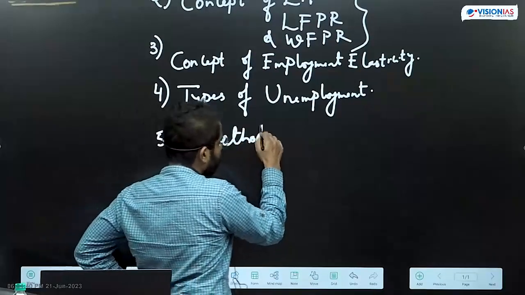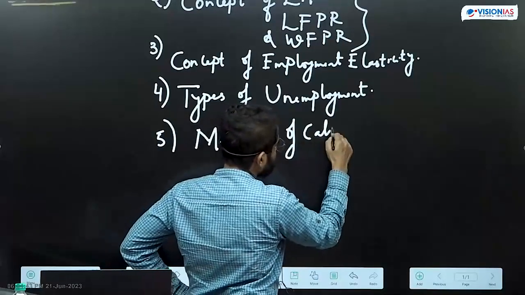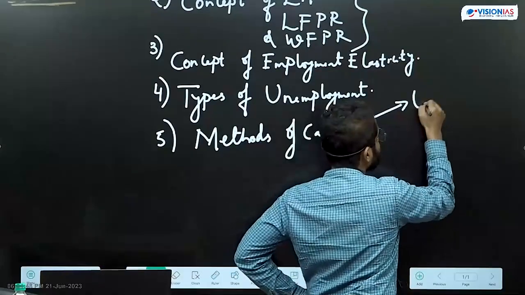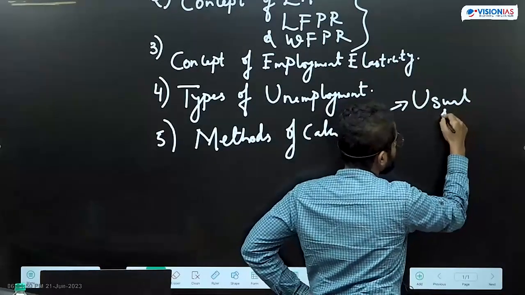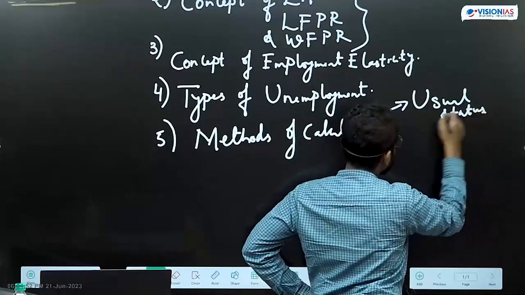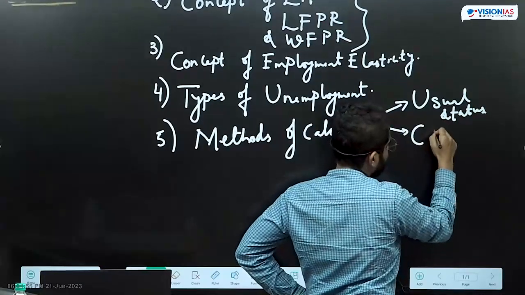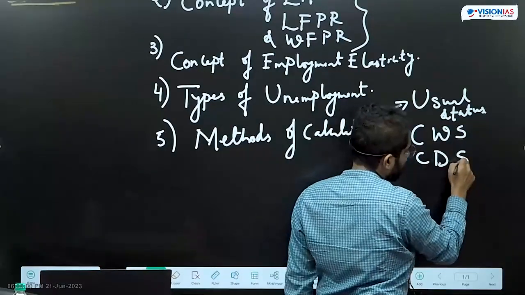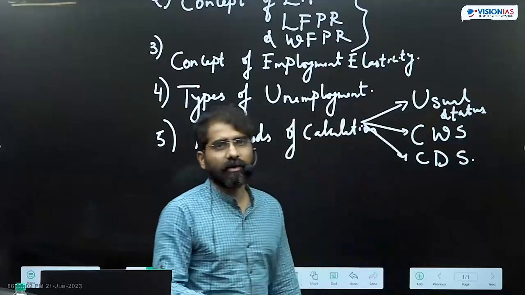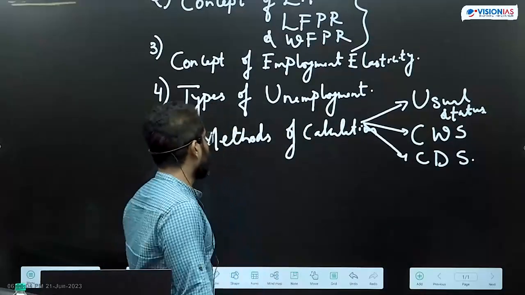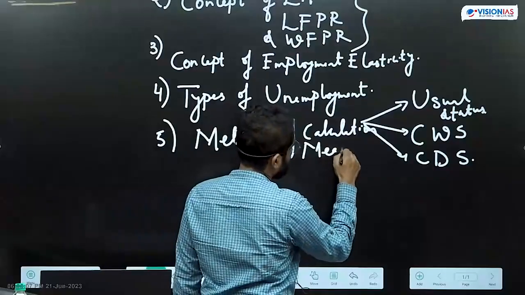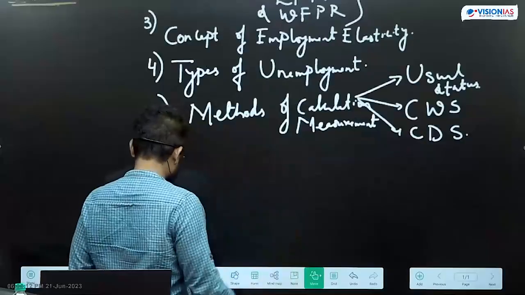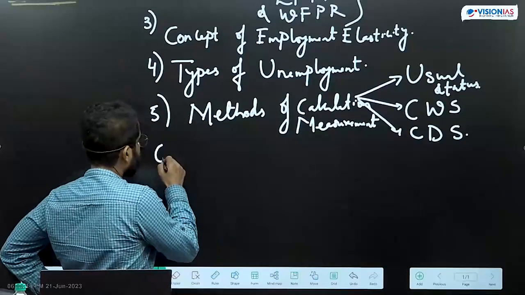Methods of calculation of unemployment. There is usual status, current weekly status, and current daily status. This is calculation, like how unemployment is measured. Measurement of unemployment.